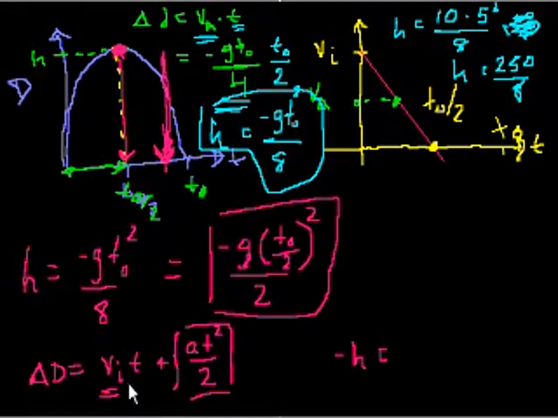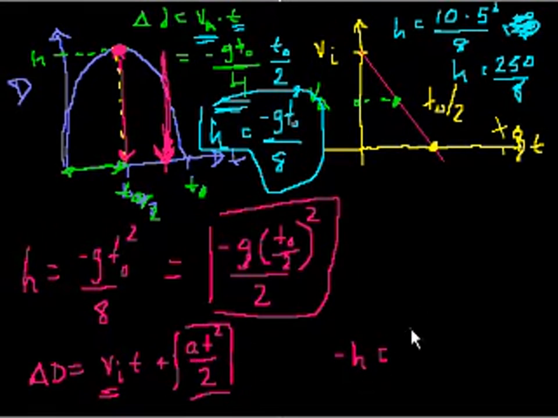So if we're just dropping a ball, the initial velocity is 0, so this term goes to 0. So this term is the only one that matters. And once again, if we're dropping it, we start at height h and we go to 0. So the change in distance is now minus h.